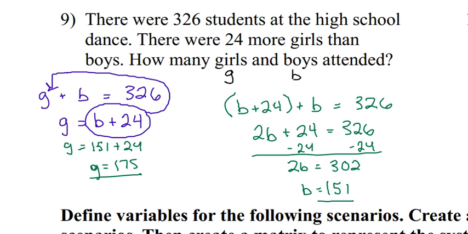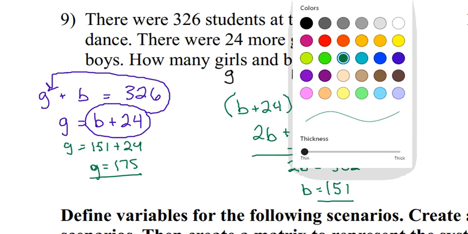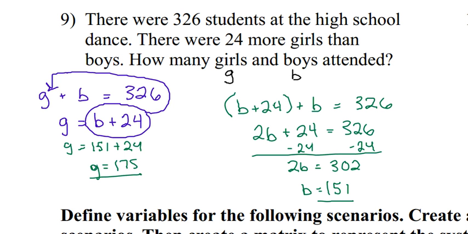And like I said, I like to put those things back into the statement and make sure that they're true. So 151 plus 175 is supposed to be 326. 175 plus 151, yep, that's 326. And the difference between those is 24. So then you can write your answer, 175 girls, 151 boys.